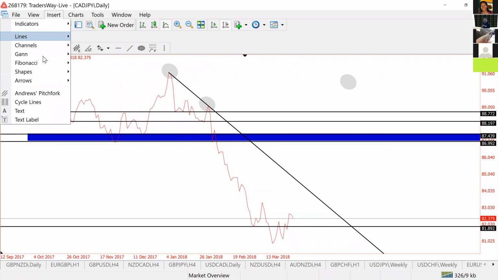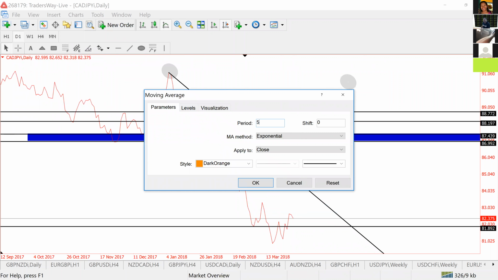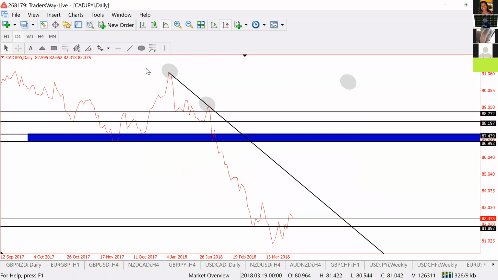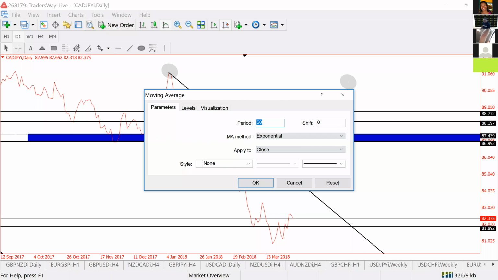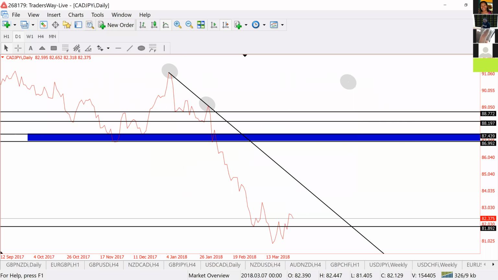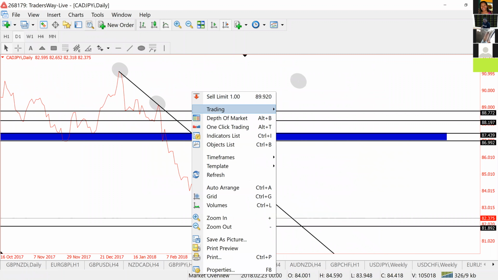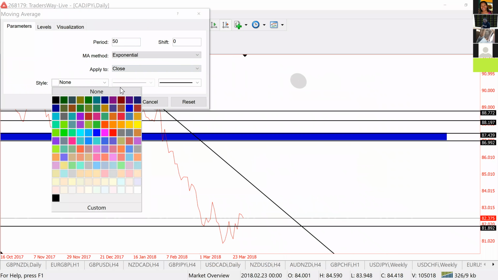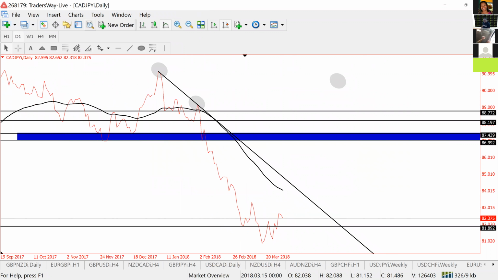You can go ahead and grab a moving average. You can do a 50-period moving average. And as long as the market is below this 50-period moving average, where did it go? Moving average, 50-period. Oh, because it's white. Style, black. There we go. As long as the market is below this moving average, you're technically still in the downtrend.